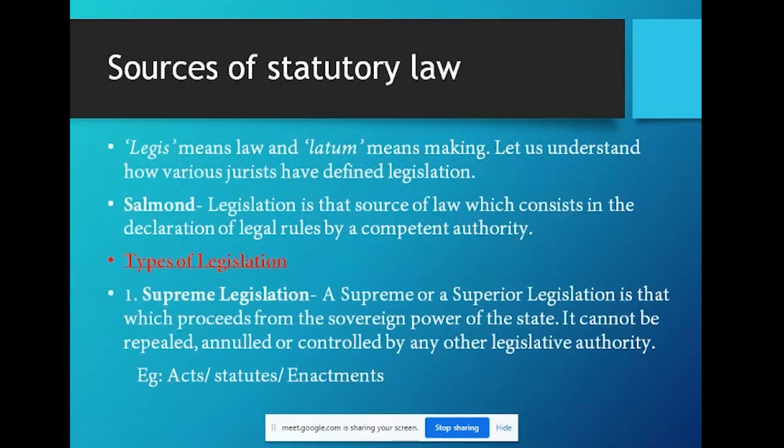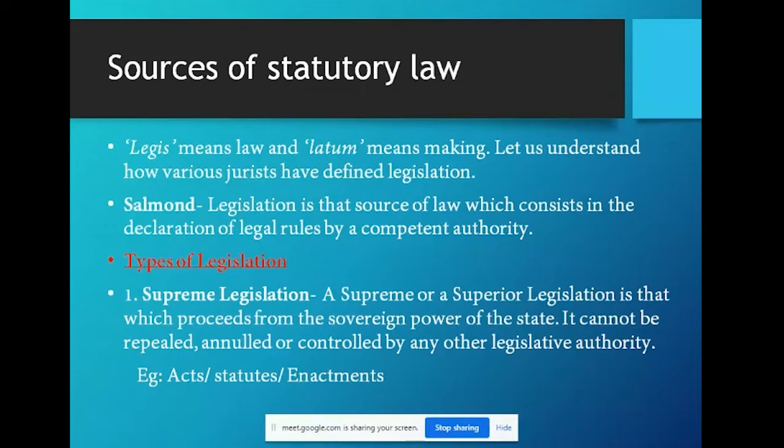First one is the legislation. Legislation, which is called the statutory law. Legis means law and latum means making. There are mainly 2 types of legislations, that is supreme legislation and subordinate legislation. The first one is the supreme legislation. It is the one that proceeds from the sovereign power of state. For example, the acts, statutes, etc.